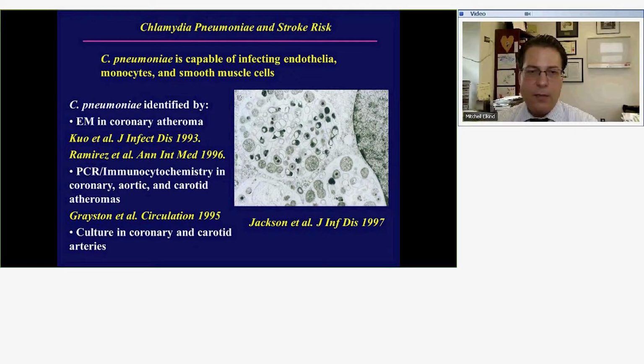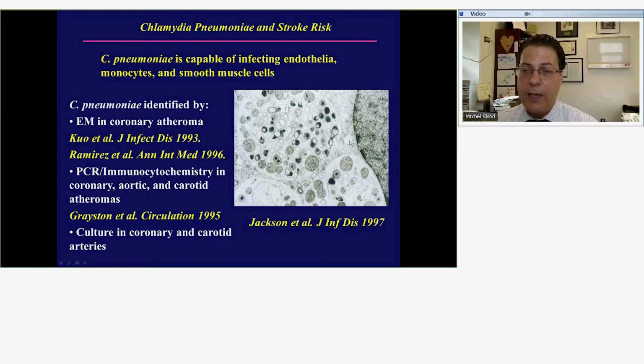And you can find evidence of chlamydia pneumoniae using various techniques like electron microscopy or immunostaining techniques in vascular tissue throughout the body. And it's even been cultured in some cases from coronary and carotid artery specimens. So you can find live organisms. And here's just an example in this slide. This is actually a macrophage, and this is a vesicle within the macrophage containing elementary bodies of chlamydia pneumoniae. And this was taken from an atherosclerotic carotid artery.